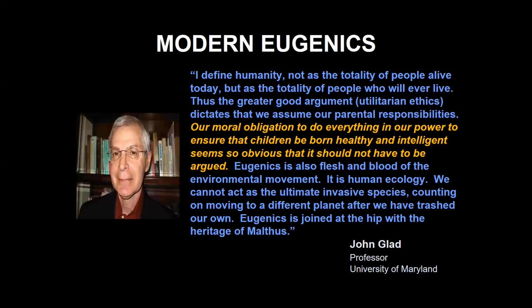Anyway, John Glad, professor at the University of Maryland, had this to say: I define humanity not as the totality of people alive today, but as the totality of people who will ever live. Thus, the greater good argument, utilitarian ethics, dictates that we assume our parental responsibilities. Our moral obligation to do everything in our power to ensure that children be born healthy and intelligent seems so obvious that it should not have to be argued. Eugenics is also flesh and blood of the environmental movement. It's human ecology. We cannot act as the ultimate invasive species, counting on moving to a different planet after we have trashed our own. Eugenics is joined at the hip, the heritage of Malthus.